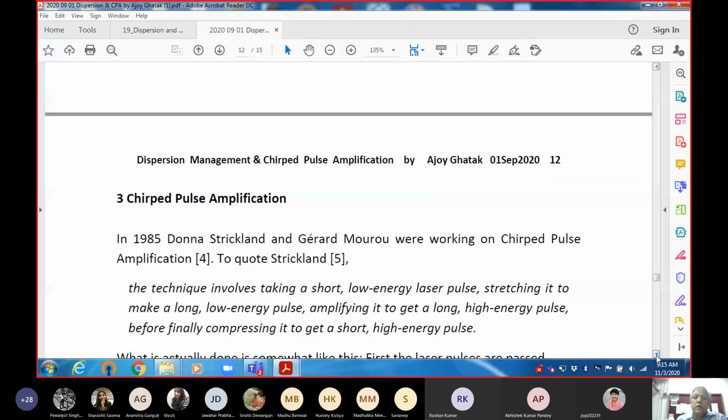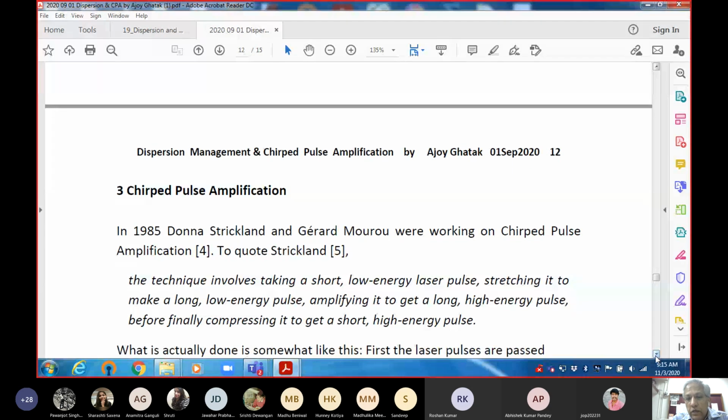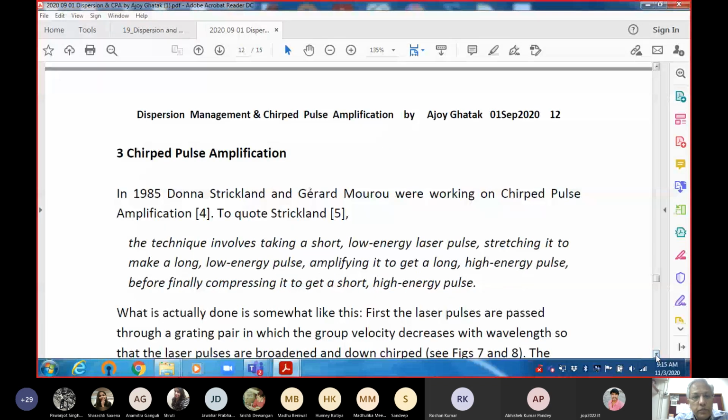Yeah, but another application, which is a very important application, and if you follow, Donna Strickland and Gerard Mourou shared the Nobel Prize on this discovery 2 years back. What they actually used this phenomenon for is to realize very short, high energy pulses. So the working principle is like this.